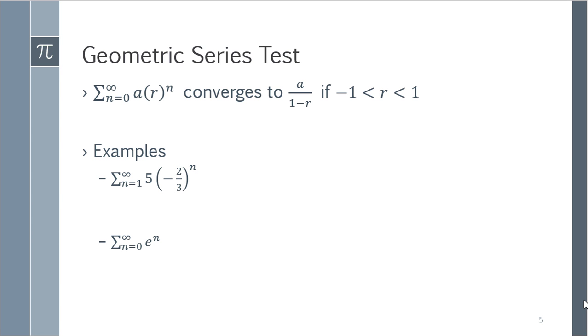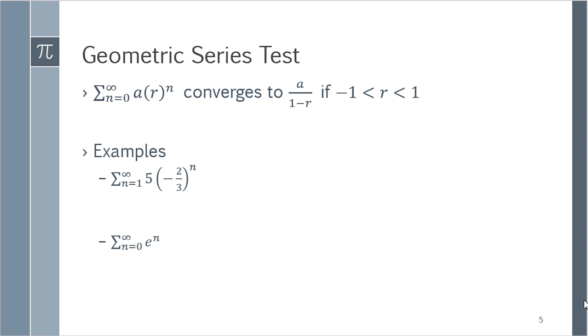So the next test is actually one that we've talked about before, back when we reviewed geometric series. But it is actually a test for convergence. If I have a geometric series, which would be in the form of a series where n is starting at some real number and going to infinity, of a times r to the n, where a would be part of my first term, r is my common ratio, and we know that converges to the first term over 1 minus r if r is between -1 and 1.